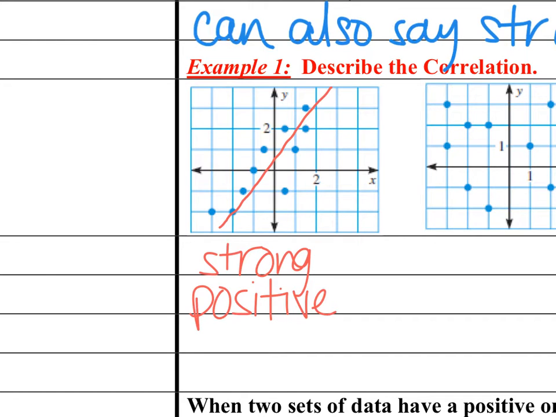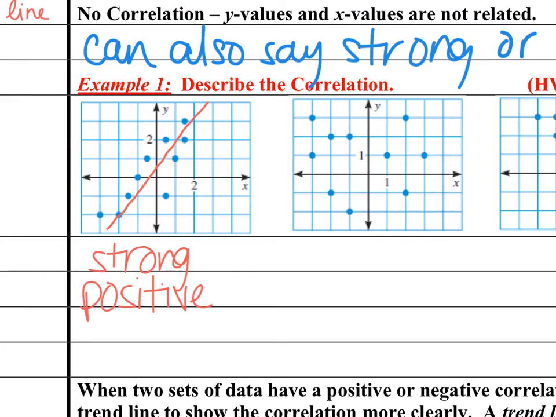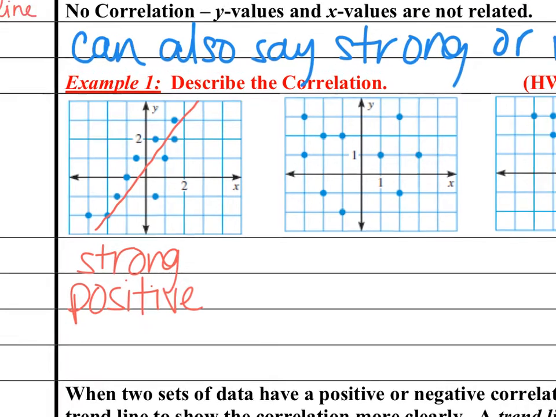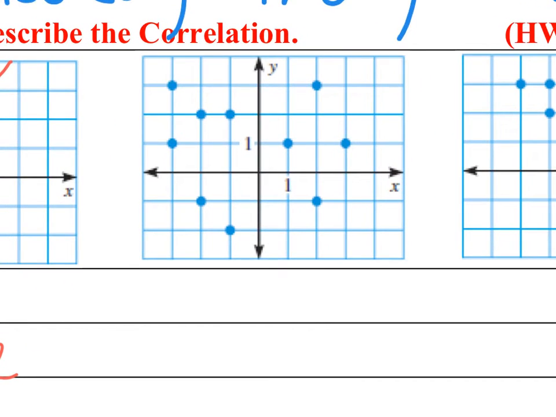Okay, let's look at the middle one. You've got your data. It's kind of spread all around. Positive, negative, no correlation? No correlation. So you really can't effectively draw a line through this. No correlation. So we're not going to say strong or weak for this because there's not really a correlation to begin with.